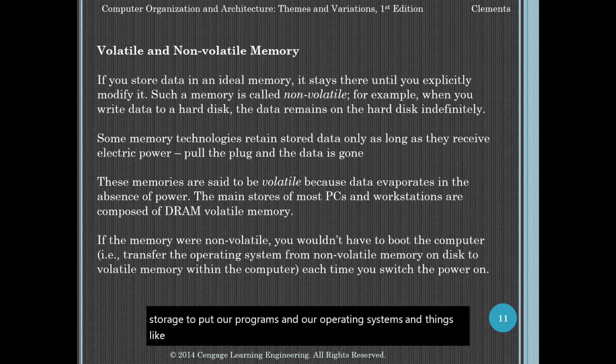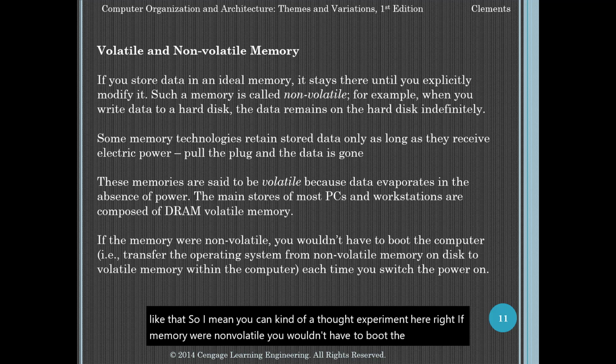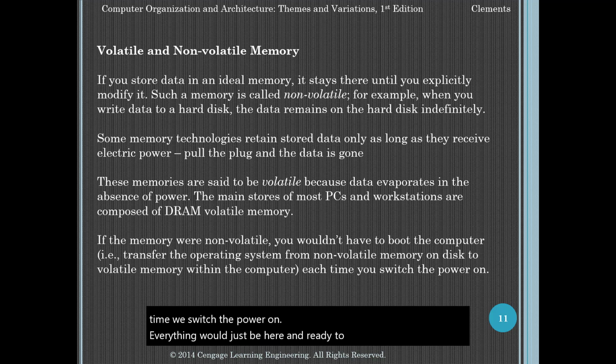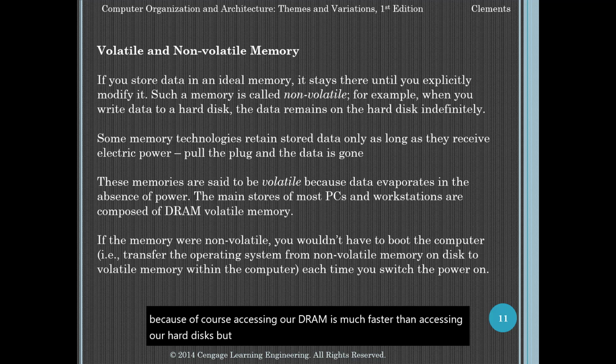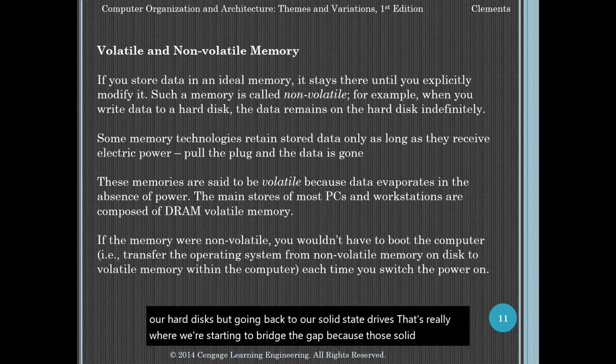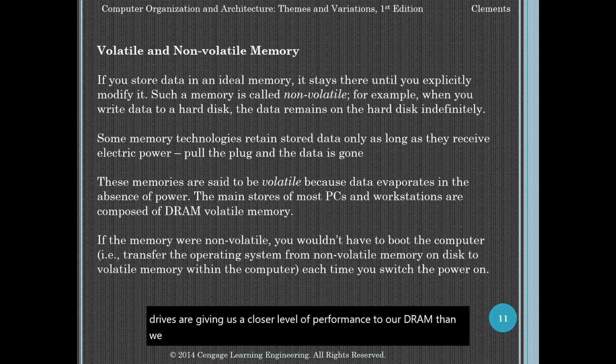So, you can kind of do a thought experiment here, right? If memory were non-volatile, you wouldn't have to boot the computer, which is transferring the operating system from non-volatile memory on disk to the volatile memory within the computer. Each time we switch the power on, everything would just be here and ready to go and much faster because, of course, accessing our DRAM is much faster than accessing our hard disks. But going back to our solid state drives, that's really where we're starting to bridge the gap, because those solid state drives are giving us a closer level of performance to our DRAM than we were getting with our magnetic spinning drives.